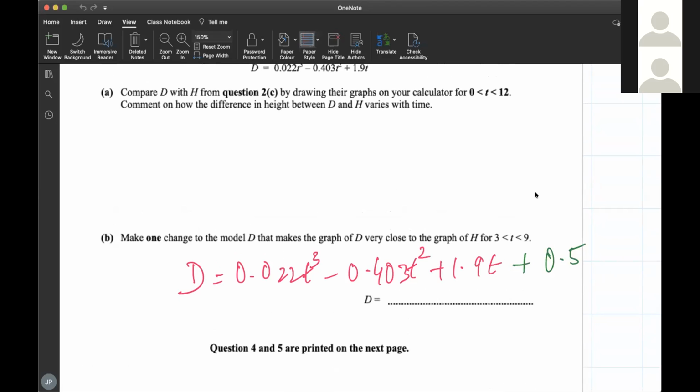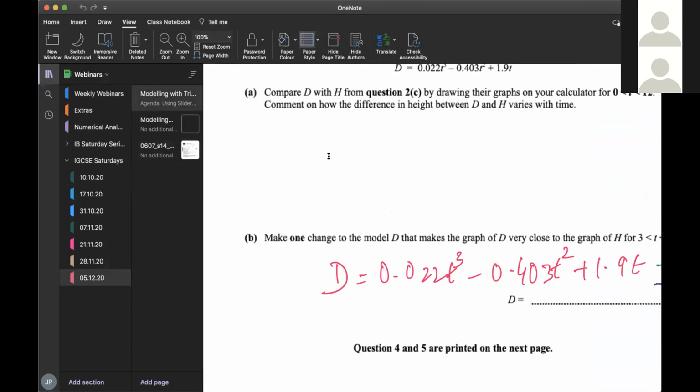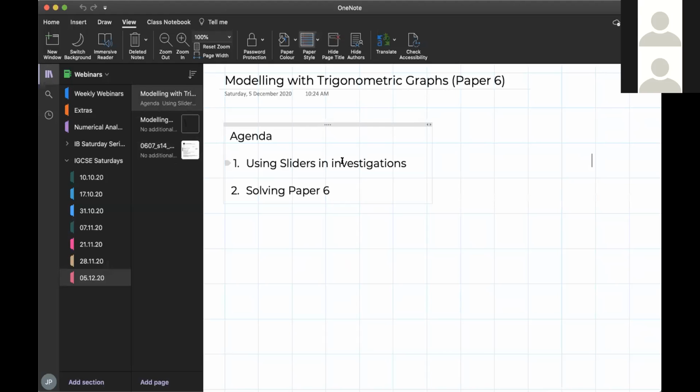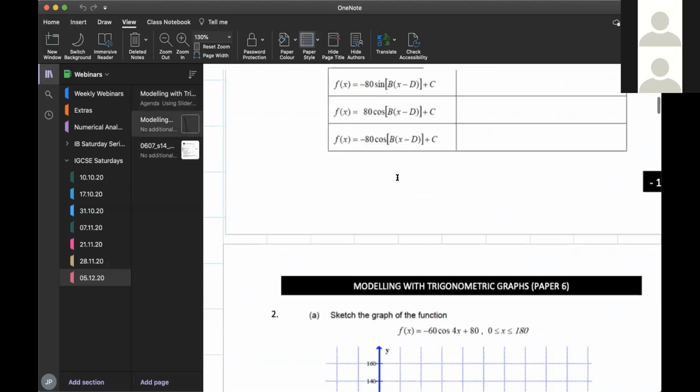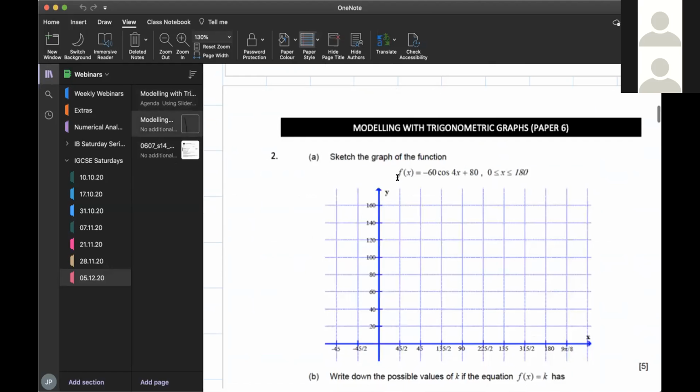I think we have seen a lot today. I will just quickly recap and then I'll give you some time for questions. I don't like to go over. We said today we are going to look at sliders, and then we look at paper six. Everything that we do today is a continuation of what we did last time. So I went back and showed you something to do with sliders in this question.